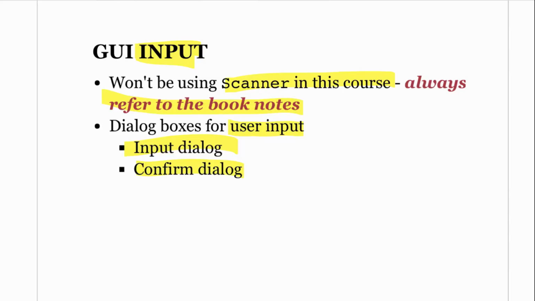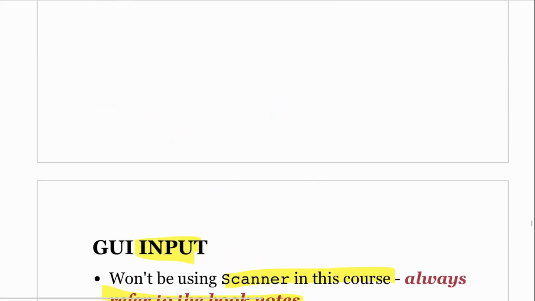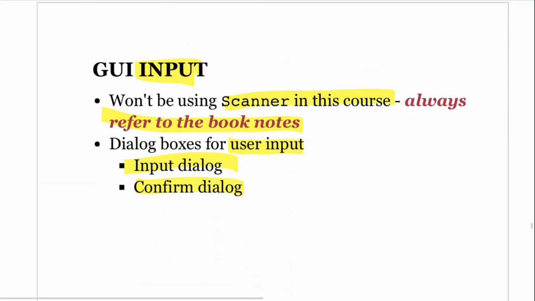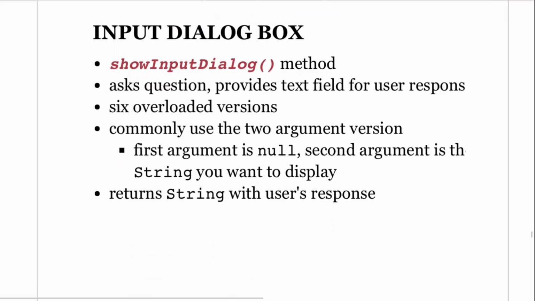So there's going to be 3 total types of dialog boxes we're going to be working with in this class. You have the show message dialog box, which we talked about up here, which just displays a certain message and just has an OK button. And you have input dialog and confirm dialog. So let's jump into what input dialog boxes are.